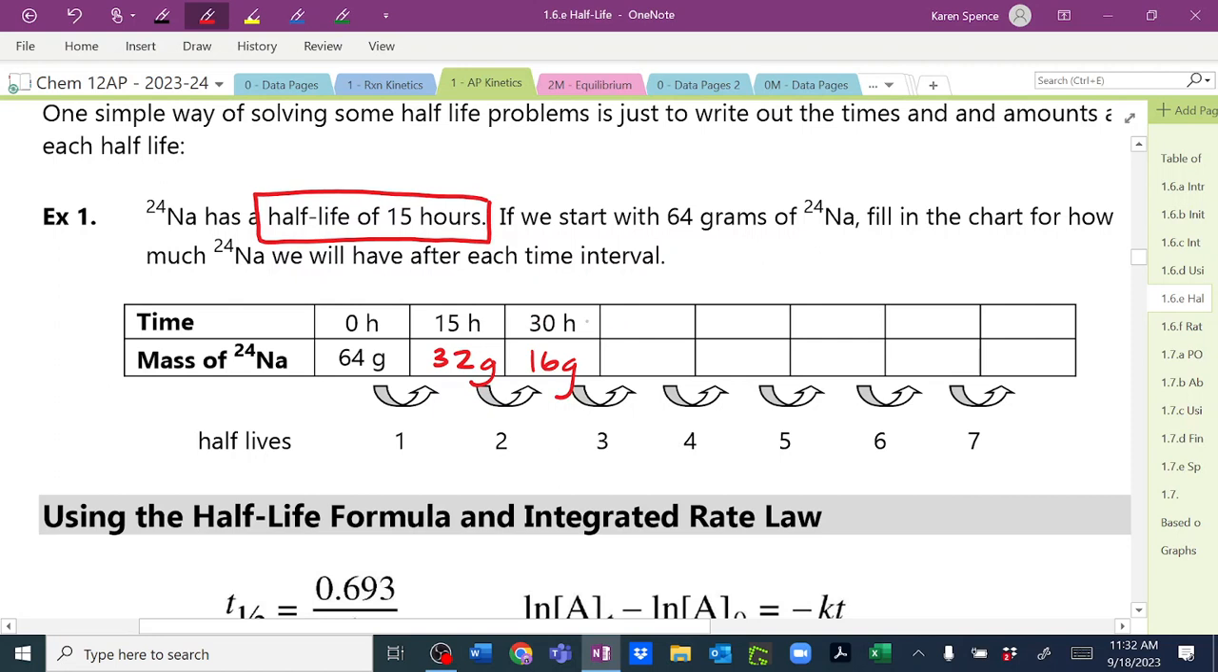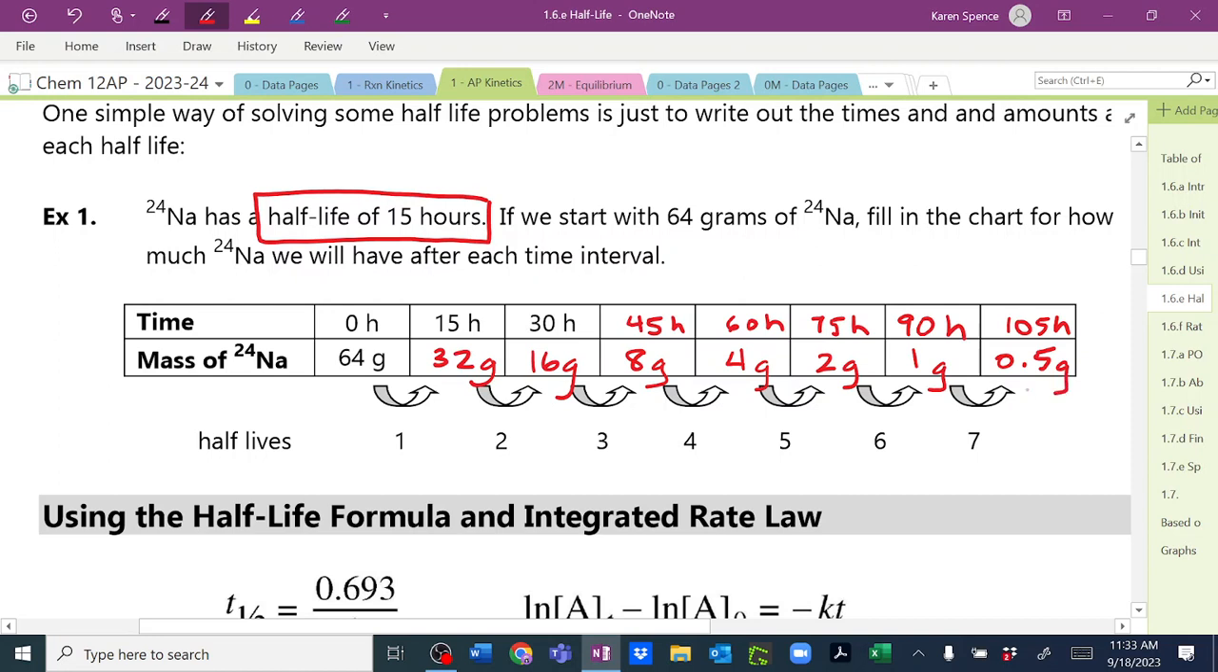And then we can go and fill in all the rest. We have 30 hours. What's next? 45, 60, 75, 90, 105. And then you just need to be able to do your powers of 2. So we go from 64 to 32 to 16 to 8 to 4 to 2 to 1 to 0.5. Okay, so you can often just do things like that.